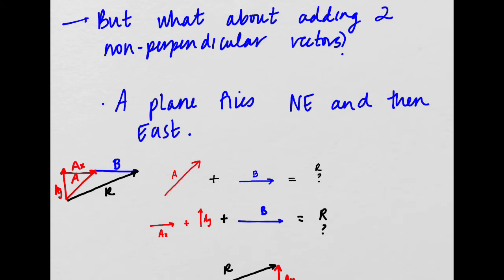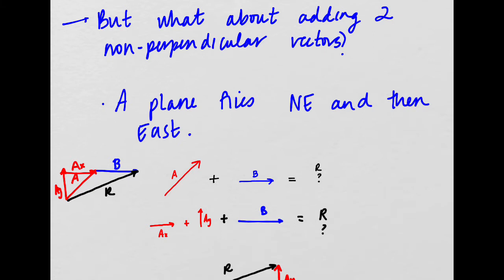Okay, so when we're adding, let's just look at this example that we already looked at. So we have a plane that's flying northeast and then east. So this is two-dimensional, right? Because one-dimensional, 1D, is up and down, right and left, or north and south, east and west. There's no diagonal in one-dimensional. But with two-dimensional, we have diagonals.